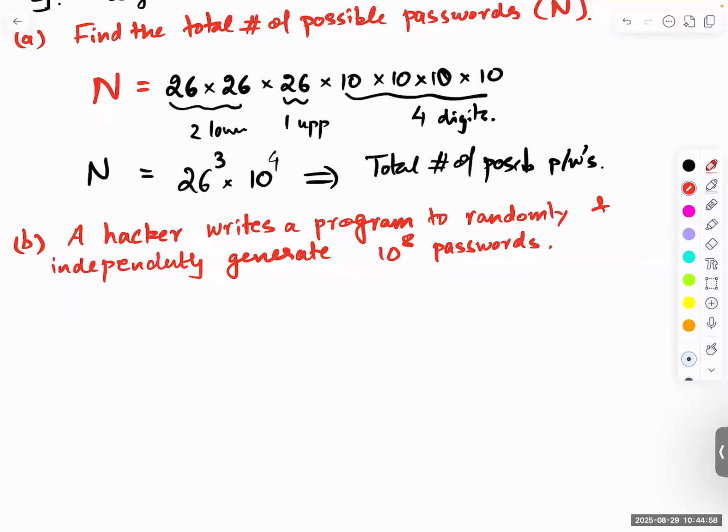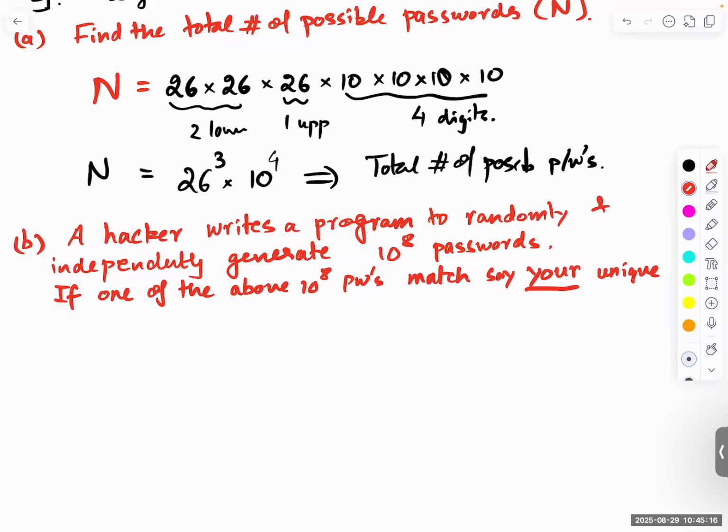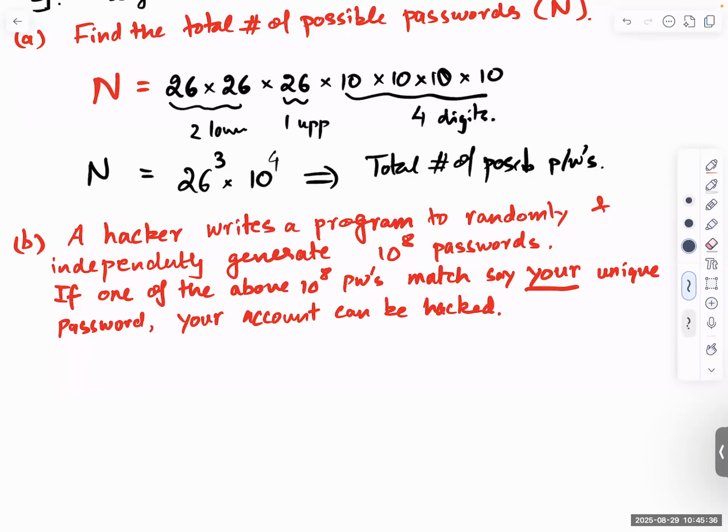Okay. Now the hacker does this job and sort of prepares these 10 raised to power 8 randomly generated passwords. And if it so happens, so if say one of the above 10 raised to power 8 passwords match say your unique password. So let's say you are a student and you generate your own individual password. Your account will be hacked. Okay. So then we can ask this question, let's say, what is the probability that the hacker will be successful to crack your password by just randomly generating 10 raised to power 8 passwords? Okay, so that's the question we're interested in.